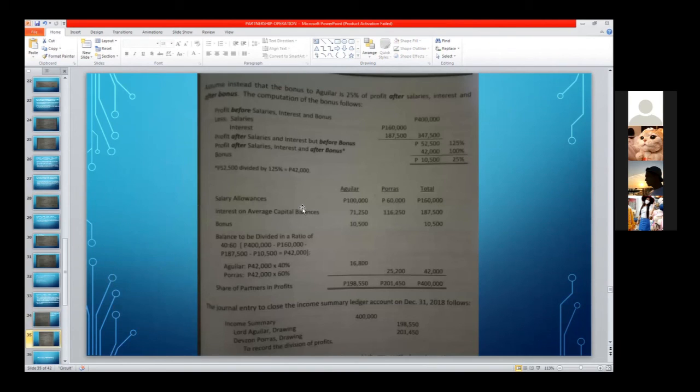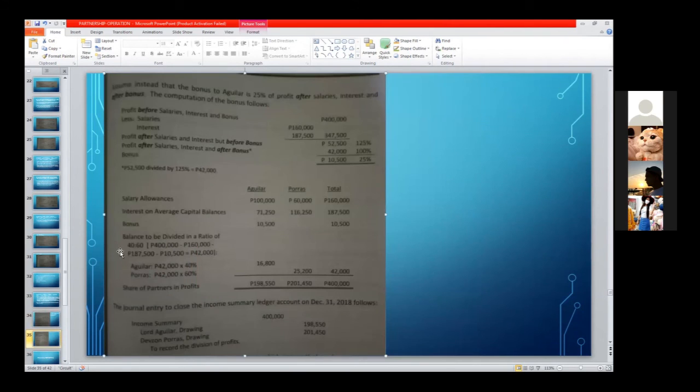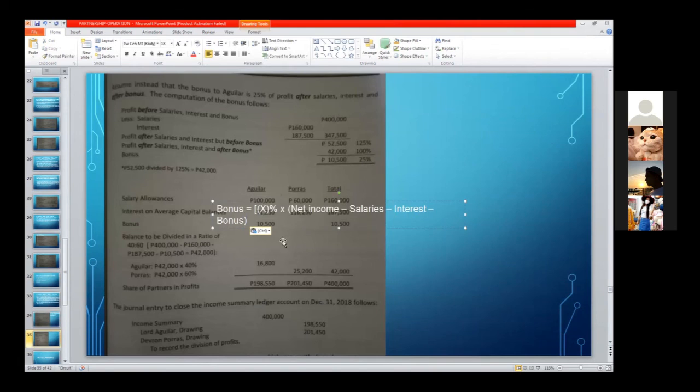Oh, same info pero ngayon naman after bonus lahat. After bonus na, hindi na before bonus. Paanong magiging computation natin dito? Ang magiging computation na yan is yung ito na mismo. Ito na yung computation dyan. Yan na yun. Gawin natin dyan yan.